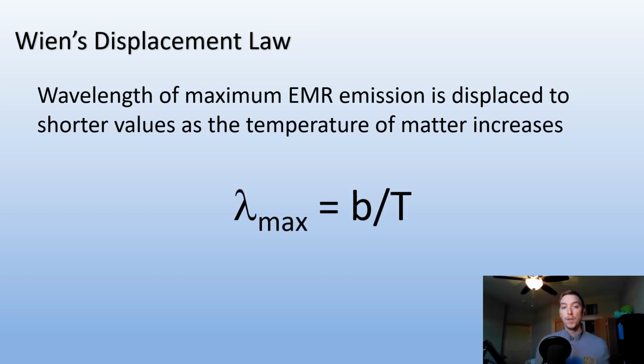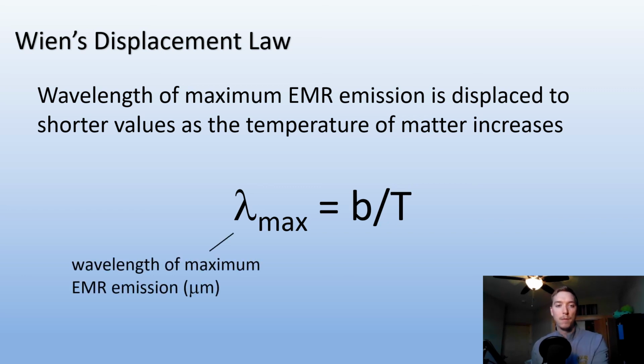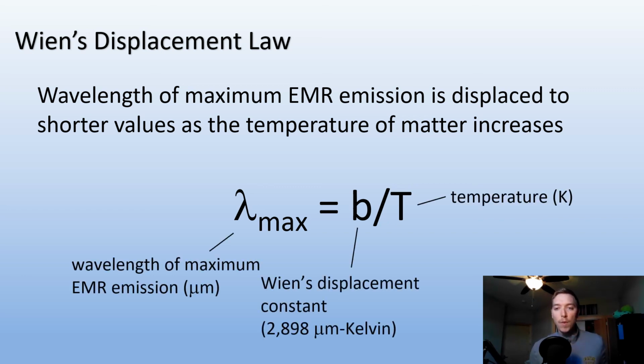So here's the equation. Lambda max is equal to B over T. Lambda max is the wavelength in the spectrum at which the energy peak occurs. B is Wien's displacement constant, which equals 2,898 micrometer kelvins. And T is equal to the absolute temperature of the body that we're examining in kelvins. You can see those here. So basically what we're saying is that the hotter the body, the shorter the wavelength, and the cooler the body, the longer the wavelength.